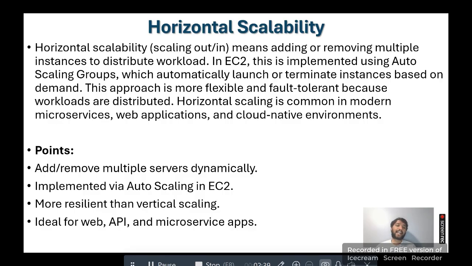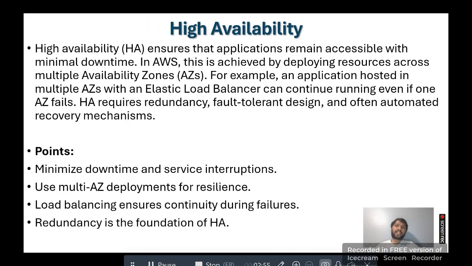Points: add or remove multiple servers dynamically, implemented via auto scaling in EC2, more resilient than vertical scaling, ideal for web, API and microservices apps. High availability ensures that applications remain accessible with minimized downtime in AWS.